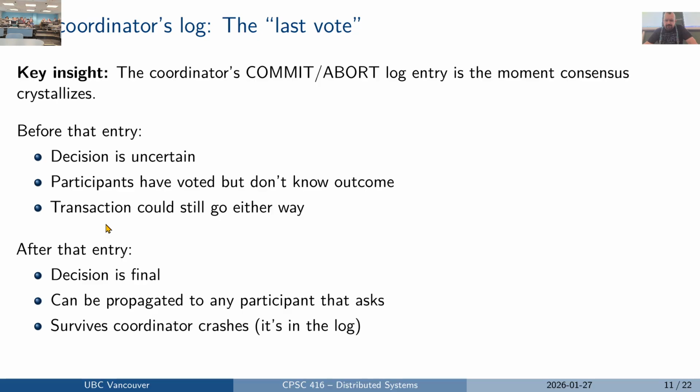And it can be propagated to any participant that asks. The point is that if you participated in the transaction, you might have crashed in between. You need to know what the actual outcome was. So there's a way for the participant to ask what was the outcome of that transaction. A client can also ask that, because a client is also a participant in that transaction. And it can ask the coordinator, hey, what happened? This is persistent information because it's in the coordinator's log.